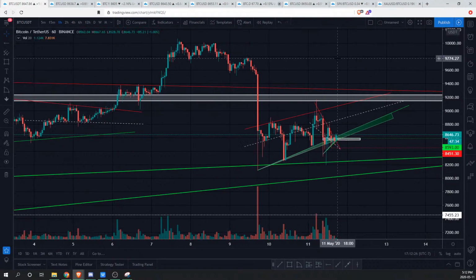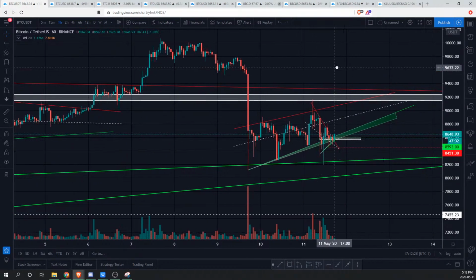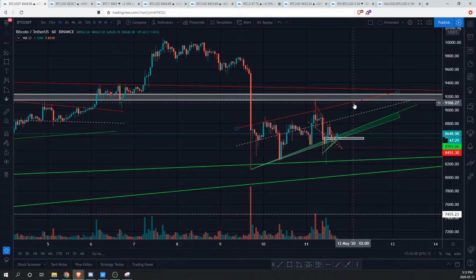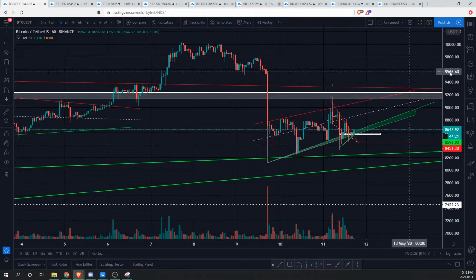But my viewpoint is we could see a little bit more of a bullish push here to get that next higher high, or at least test this high of around 89 to 9K. That would be pretty good, and then we might see it fail, but we don't exactly know.